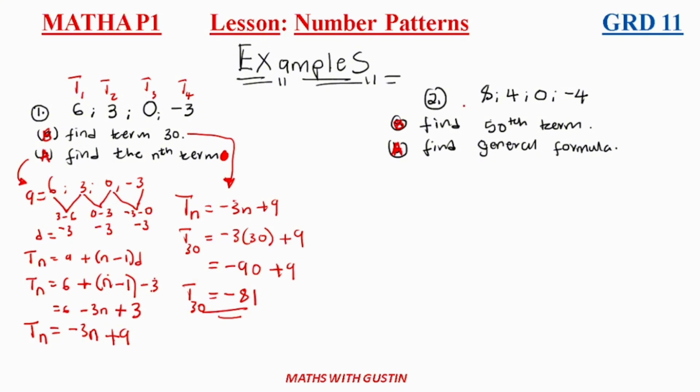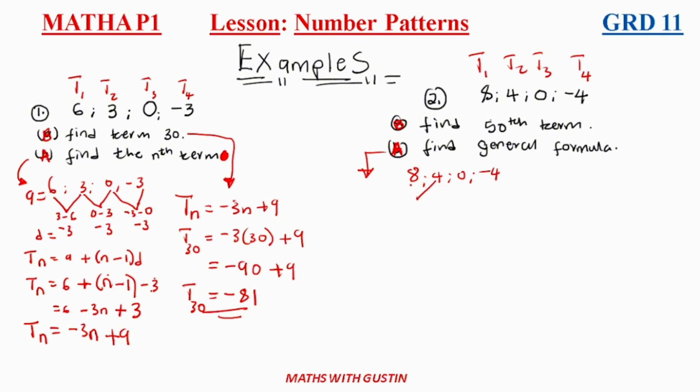Let's have a look at another one as well. We are given here 8, 4, 0, and -4. For the first question, we need to find the general formula. We're going to apply the same concept. We are given 8, 4, 0, and -4.